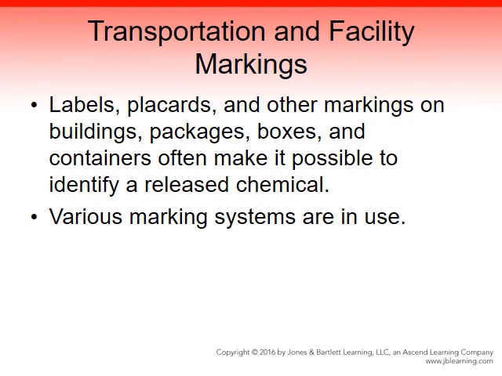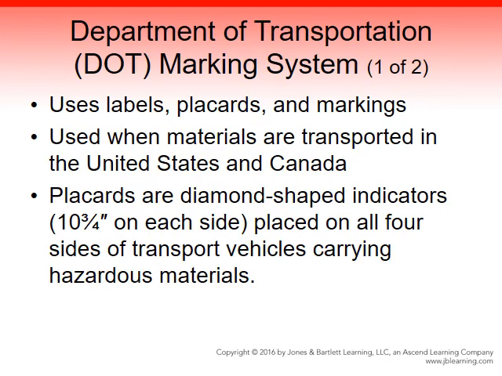Transportation and facility markings. Labels, placards, and other markings on buildings, packages, boxes, containers often make it possible to identify a released chemical. There are various marking systems that are in use. Department of Transportation marking systems. This uses labels, placards, and markings. It is used when materials are transported in the United States and Canada.